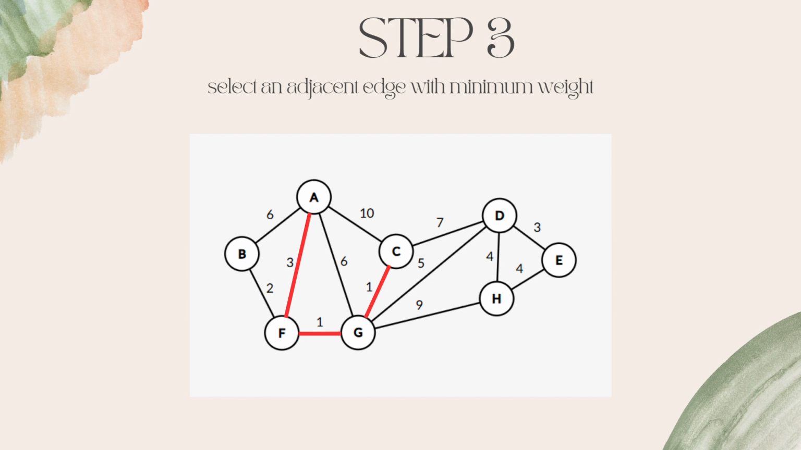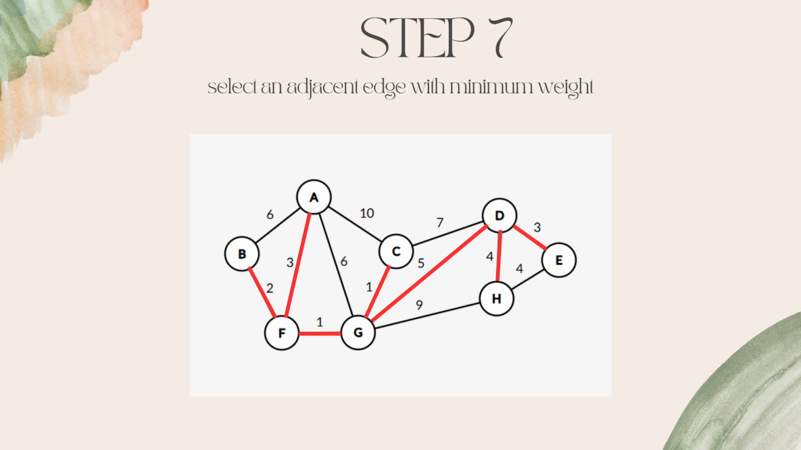And then from this, FB has the next minimum weight. So the next edge that is connecting these without forming a cycle is GD. Then we connect them. And then we find the next minimum weighted edge, which is D to E. Then we find the next adjacent edge with the minimum weight, which is D to H.